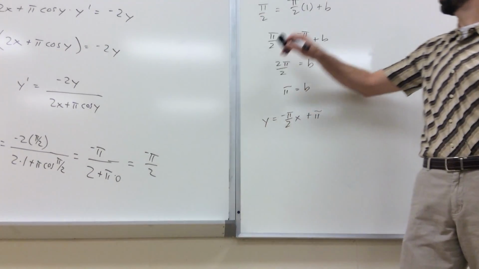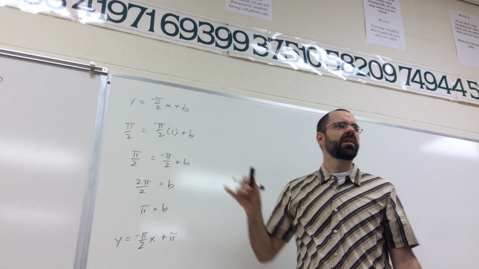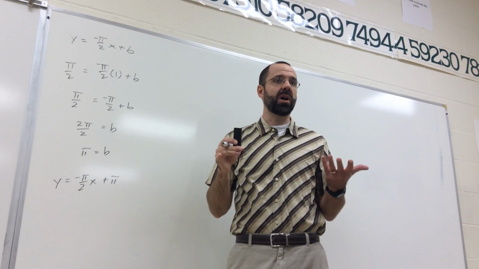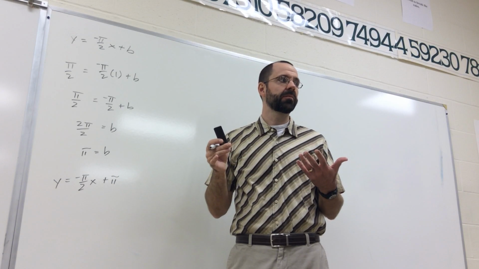And you do the same thing. You put a 2 over pi here, find the new y-intercept. Don't forget the normal lines and tangent lines, most of the time they have different y-intercepts, right? So you have to go back and find the new y-intercept.